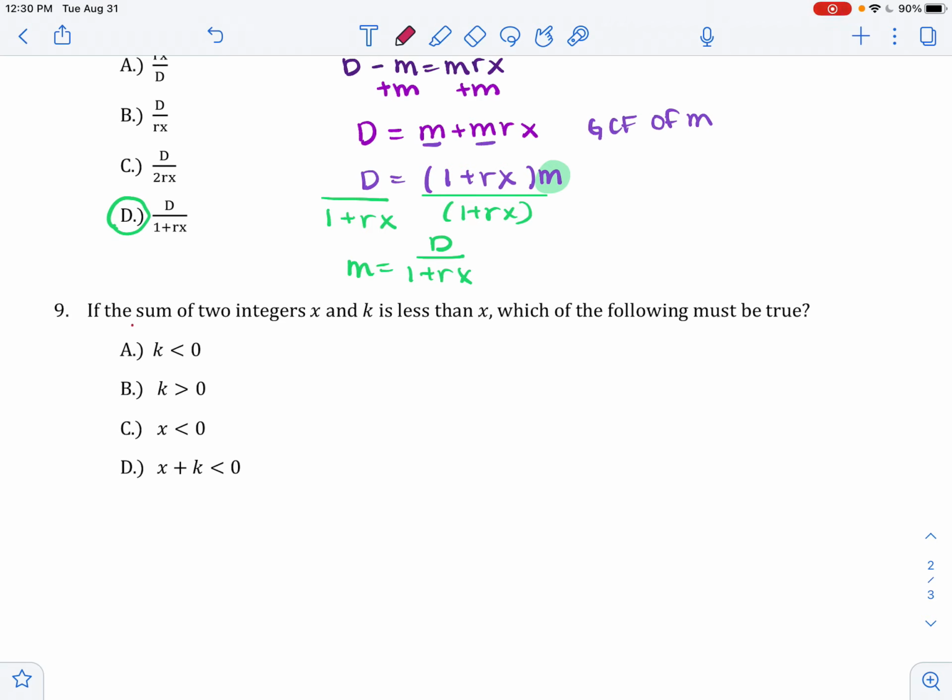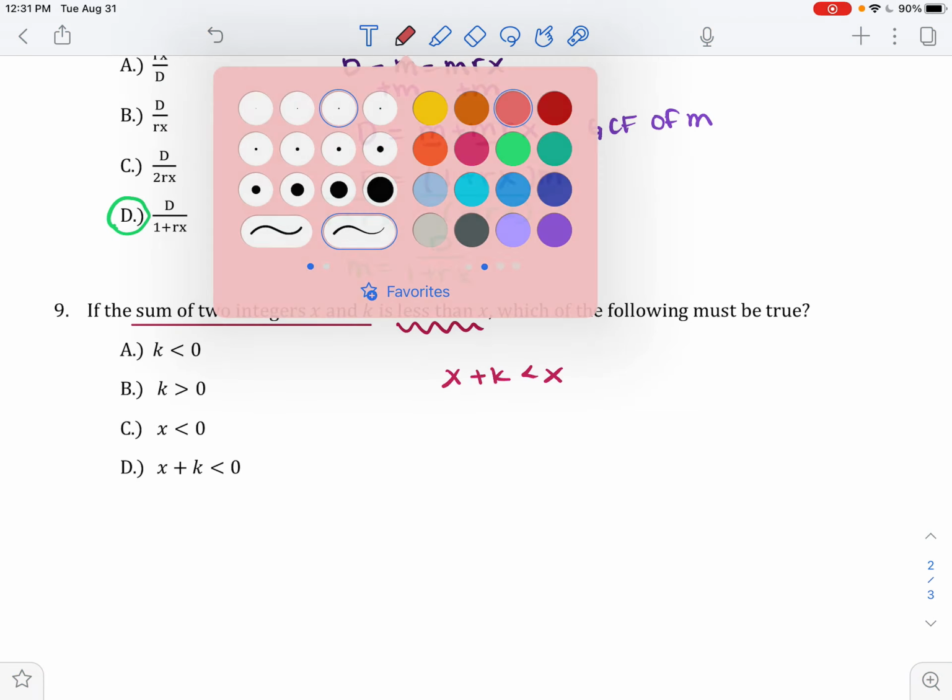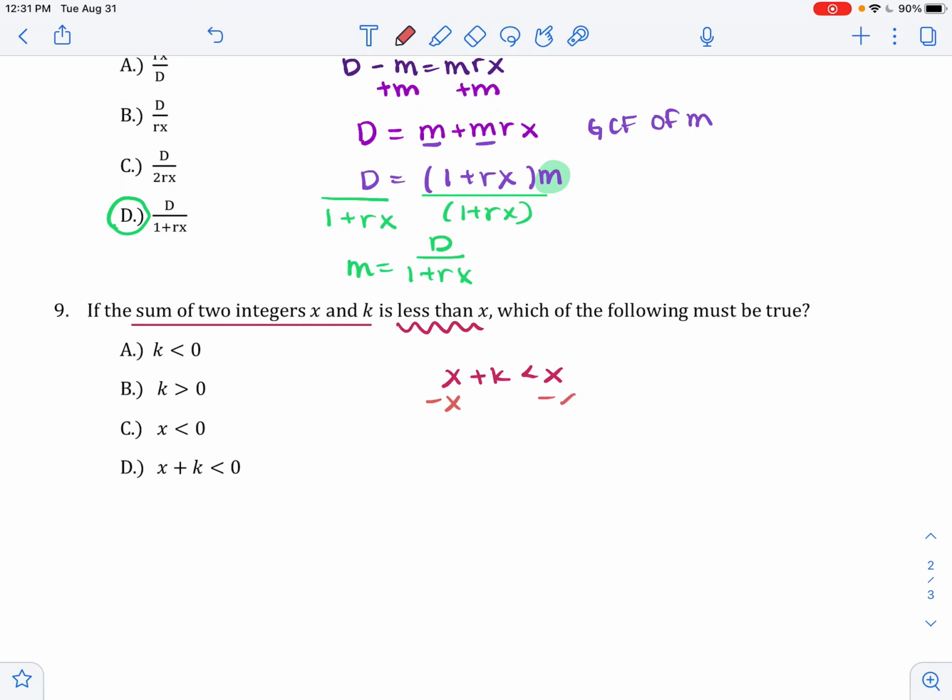So let's start with the sum of two integers x and k. So I know I'm taking x and adding it with k. Must be less than x, so less than x. And I need to figure out which of the following statements is true. So looking at this statement and the answer choices, it looks like I should try to manipulate this sum. Recognizing that there is an x common to both sides, I can work to combine those terms, and I come up with k is less than 0, which is answer choice A.